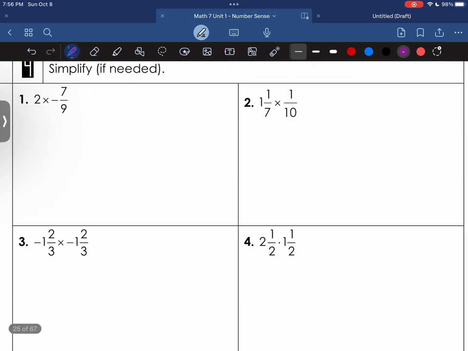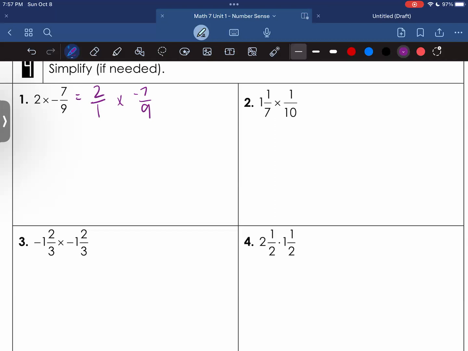So let's go ahead and take a look at number 1. First, how can we write 2 as a fraction? Yep, we can just put 2 over 1. Anytime you have a whole number, you can turn it into a fraction by putting it over 1. So now we have 2 times -7/9. There's no simplifying we can do here, so we're just going to multiply straight across.